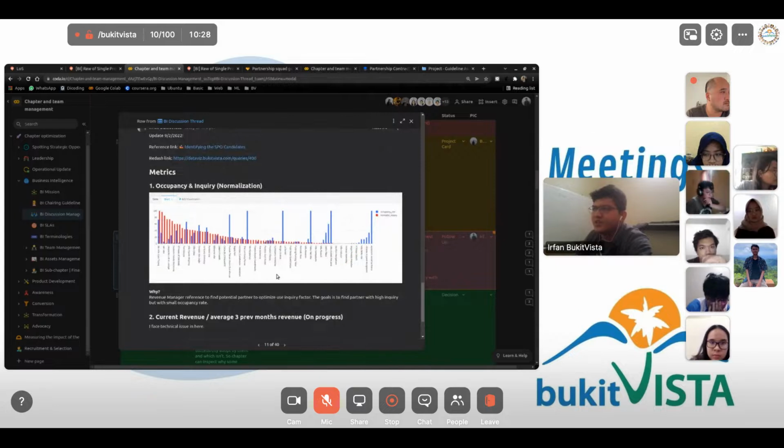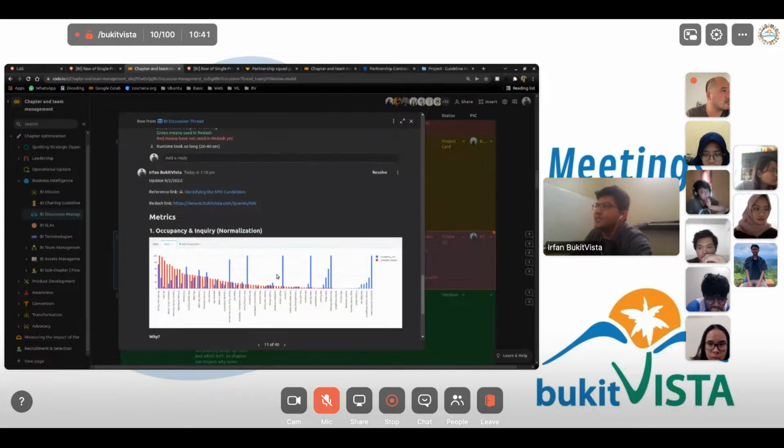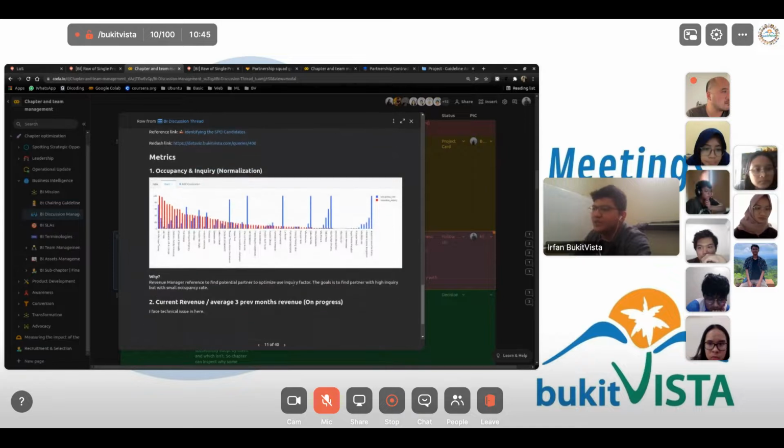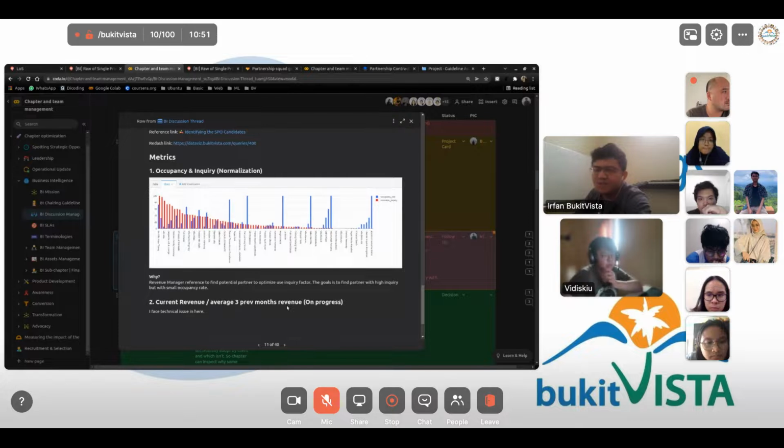So we try to find the high inquiry with less occupancy rate to optimize the property here. And the second metric is to find the current revenue divided by the average previous. So the result is not one score, yeah. Yeah, still one score for this score.